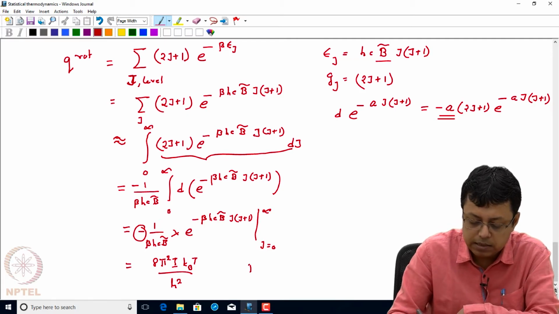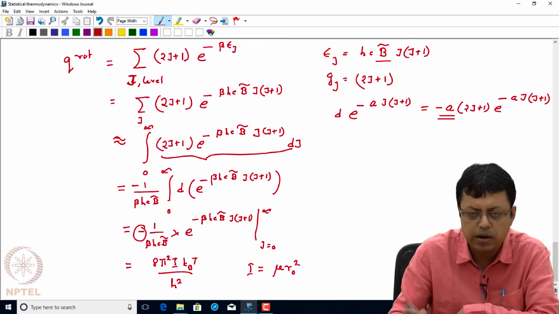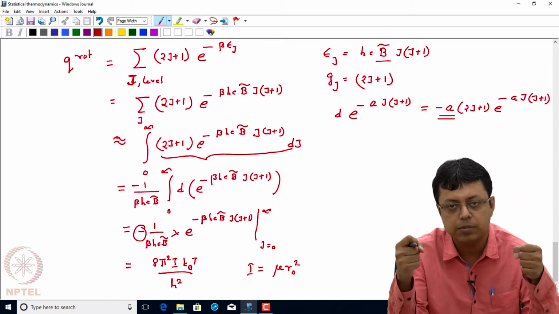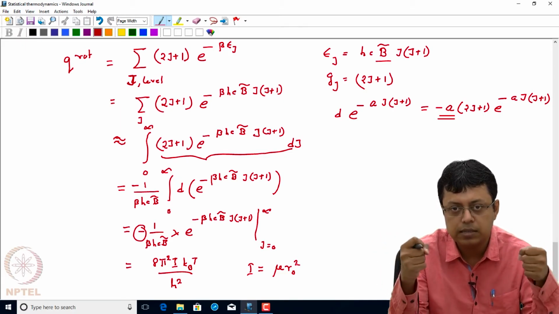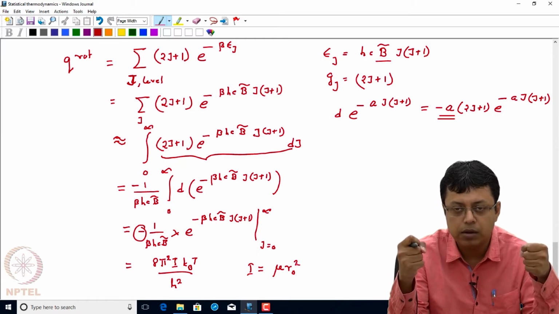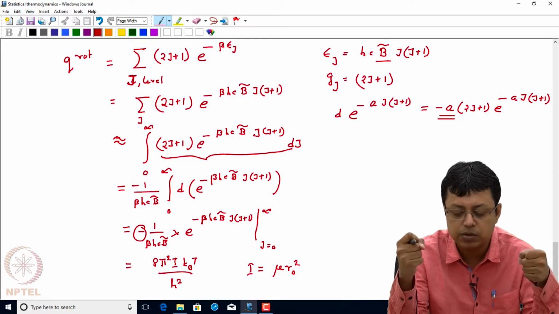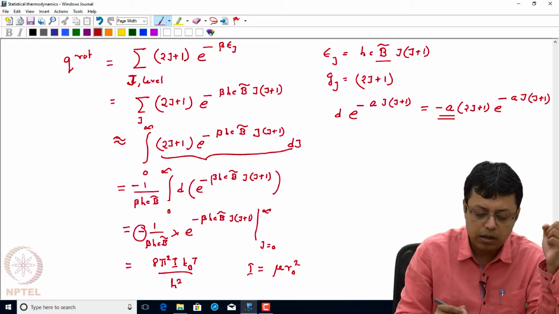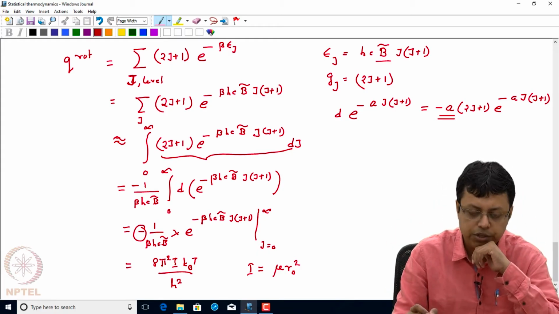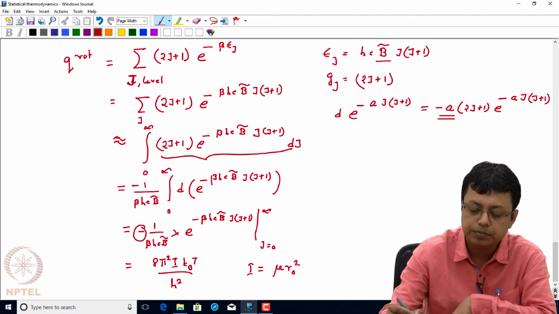Now I is the moment of inertia, which is mu r0 squared, where r0 is the equilibrium bond length. Suppose I am talking about a diatomic molecule which vibrates. If we think that it doesn't vibrate, that it is rigid in the sense that I'm only considering the equilibrium bond length, as if the bond length is fixed and it is rotating, then we can take that to be r0. So this is the expression for the rotational partition function.